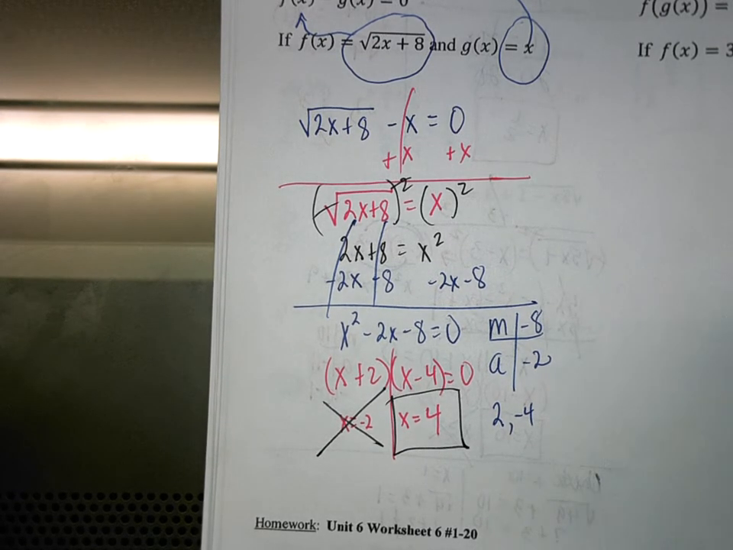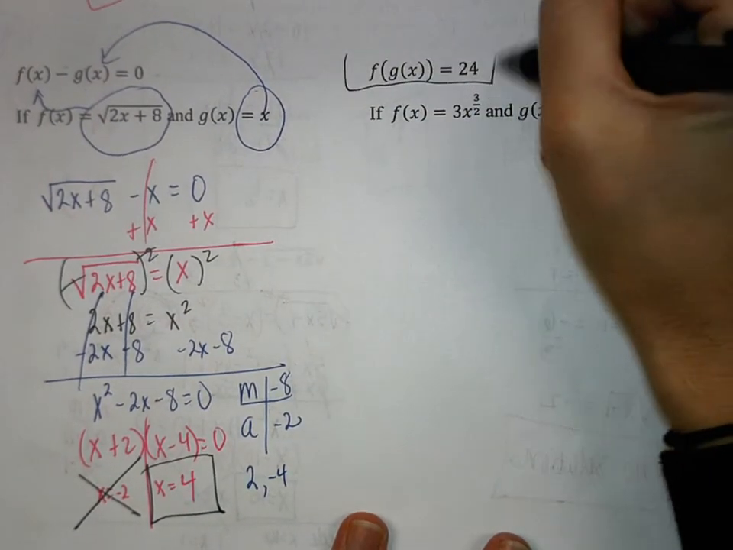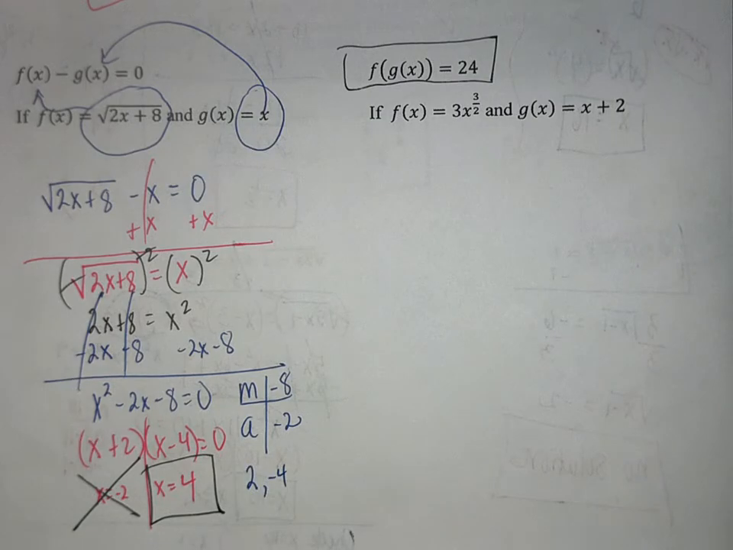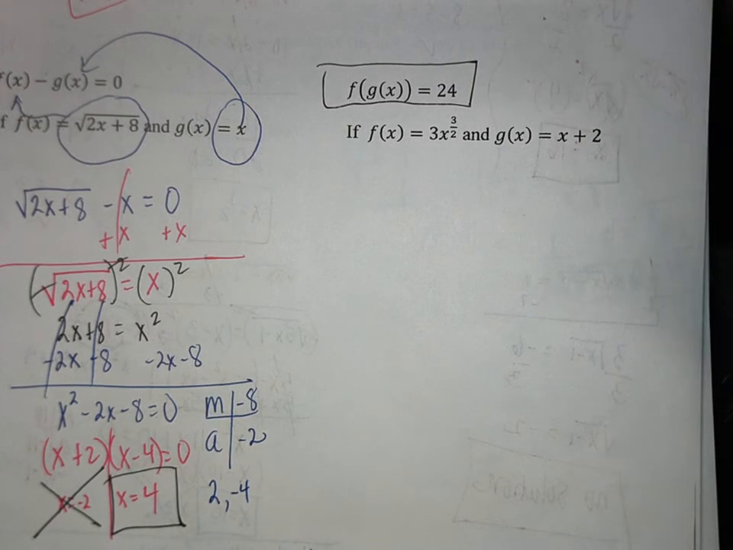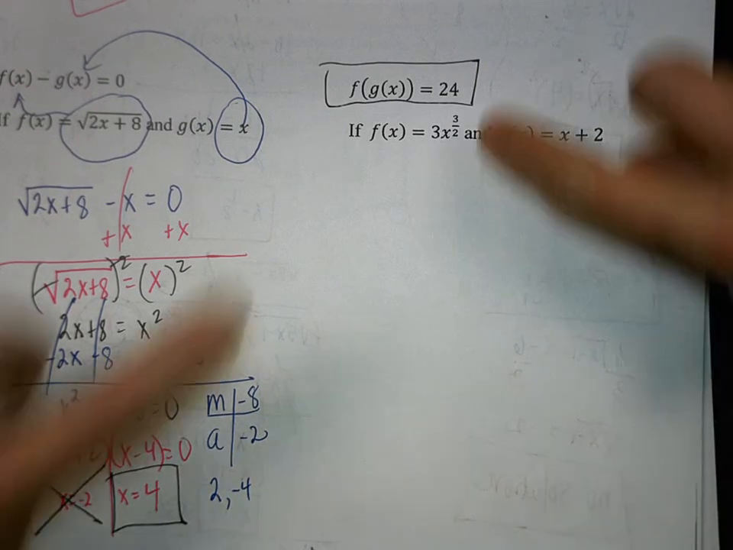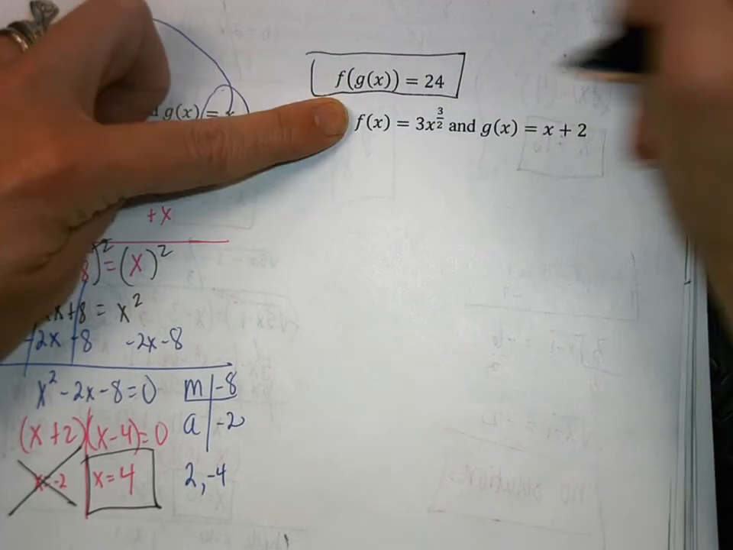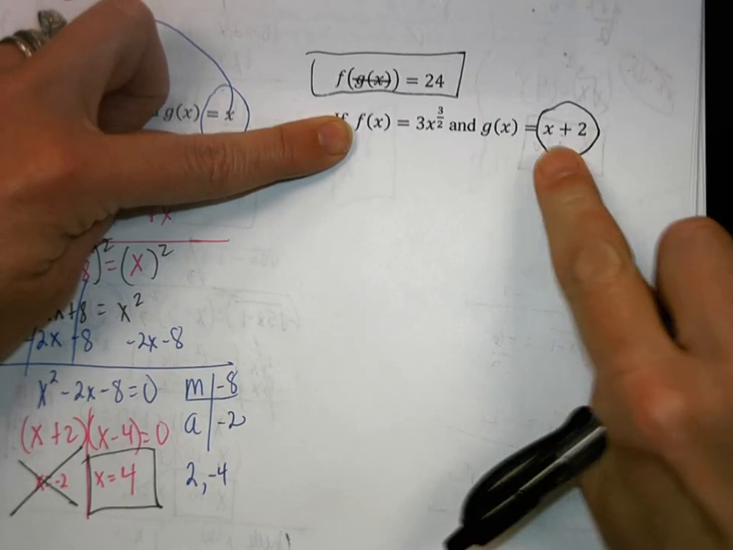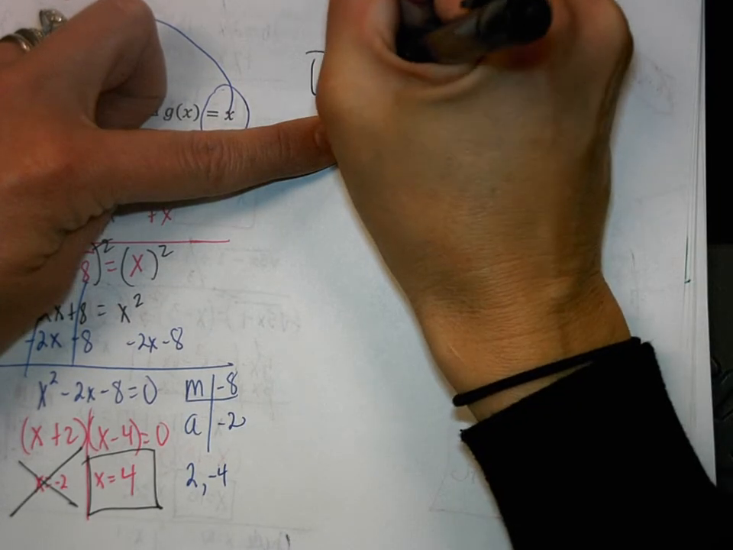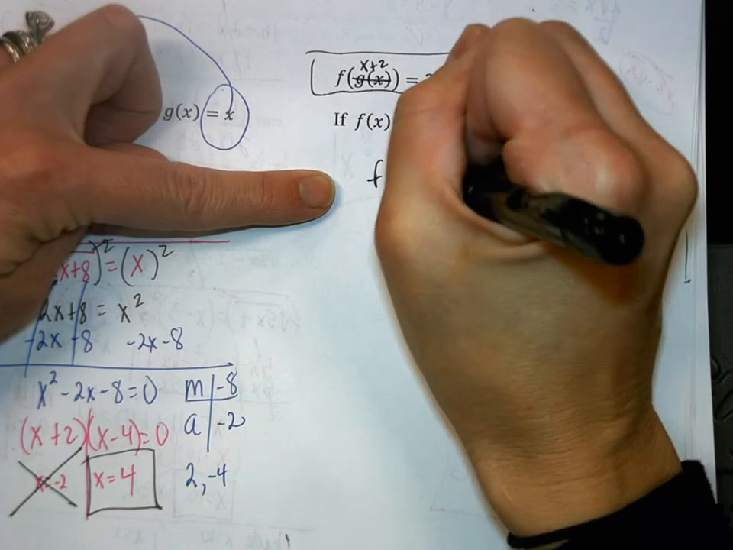Okay. Am I going way too fast? We're good? Okay, last one. Here's our problem. f of g of x equals 24. What do I do first for this one? You always go to your innermost parentheses. Okay, my innermost parentheses are what? g of x. So this goes away, and I'm plugging in what g of x is, which is x plus 2. So now I have f of x plus 2 equals 24.